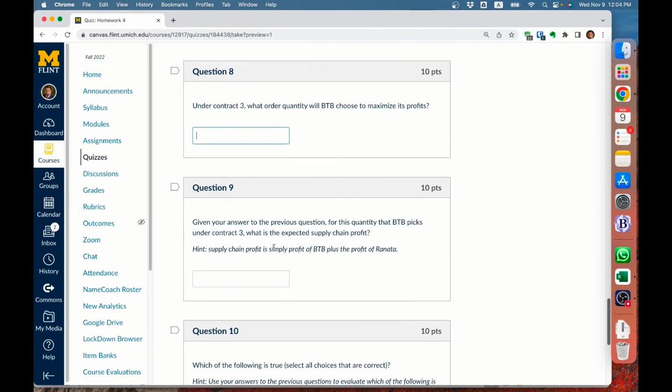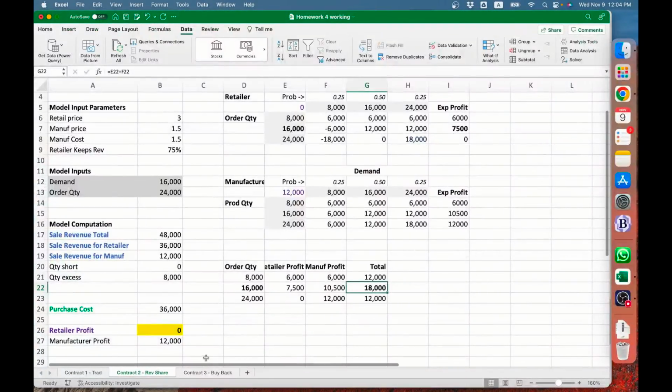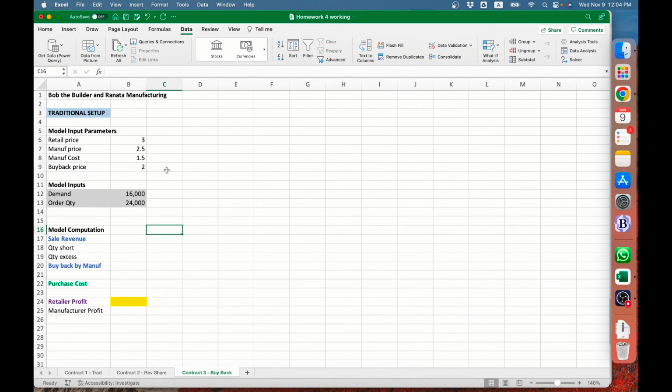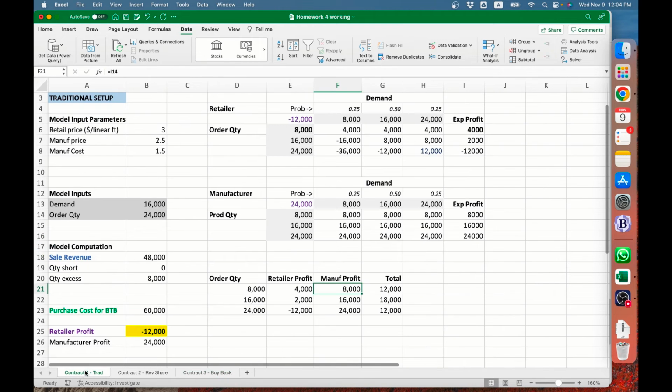Now we do contract 3. So in contract 3, there is no revenue sharing. So the manufacturer is going to go back to this original price of $2.5 because they don't get a cut of the revenue. But they're providing this return policy to the retailer, where the retailer can return unsold product for $2. So the initial three formulas, sales revenue, quantity short, quantity excess, are going to be just like the first contract. Okay, so we can quickly do those.